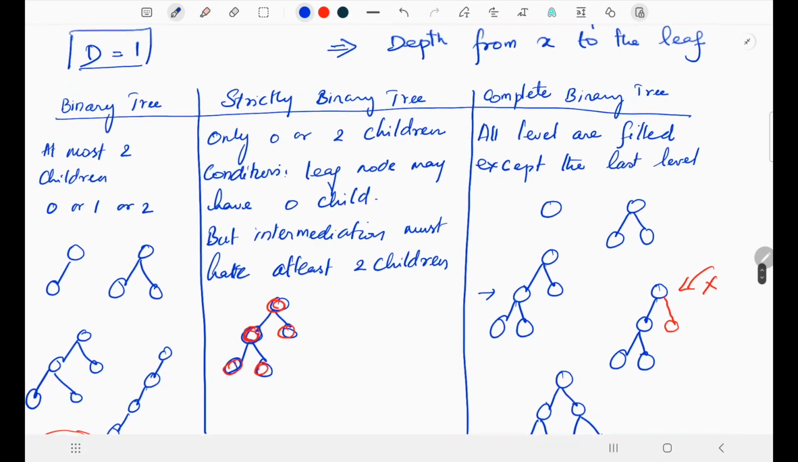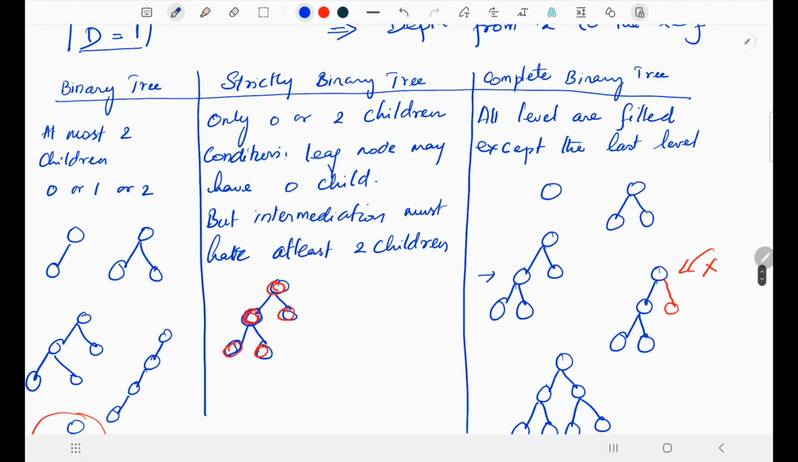So now I hope you understood what is a binary tree, what is a strictly binary tree, and what is a complete binary tree.